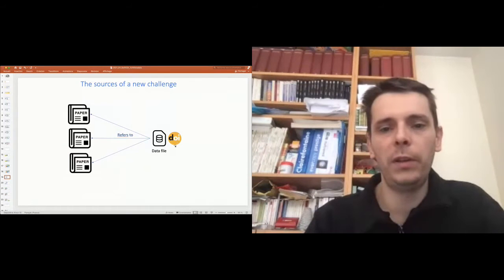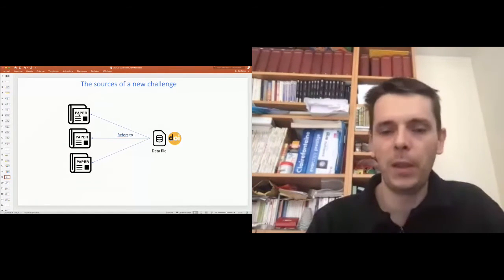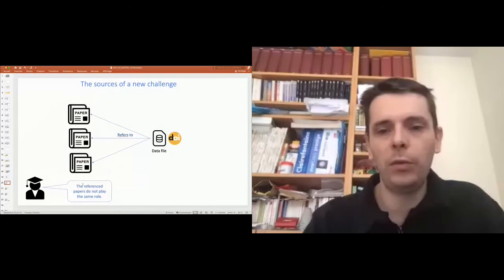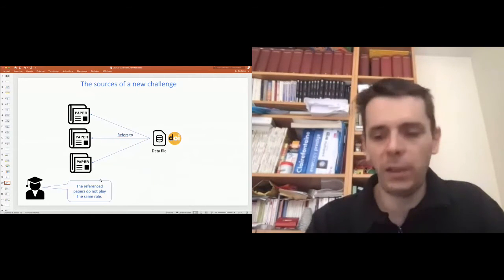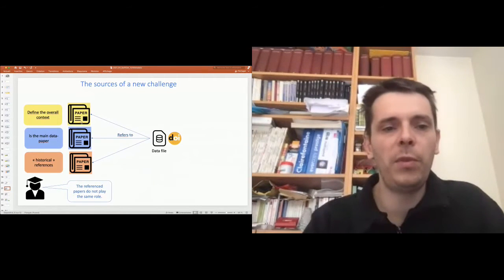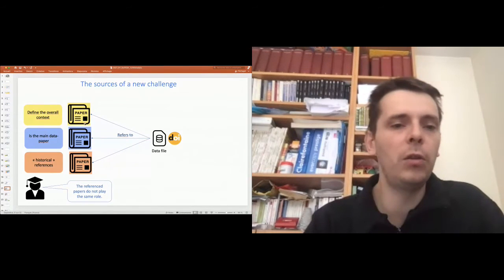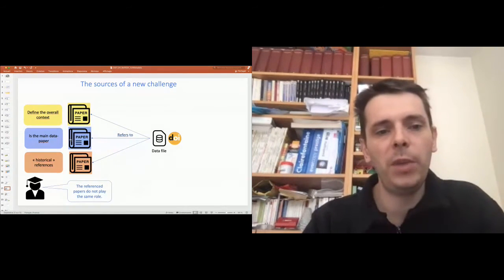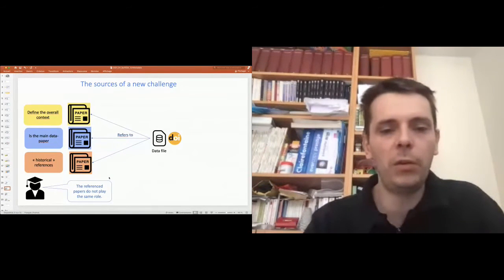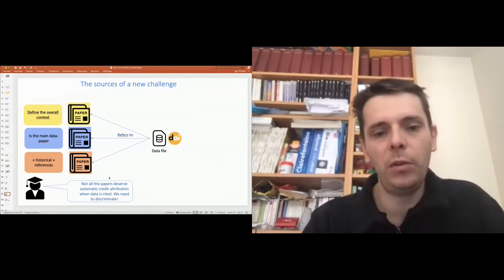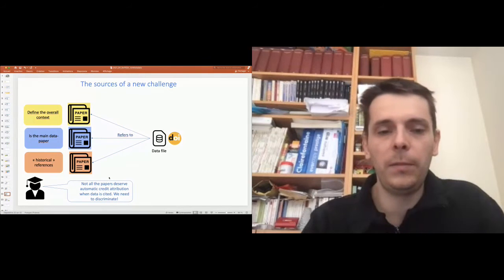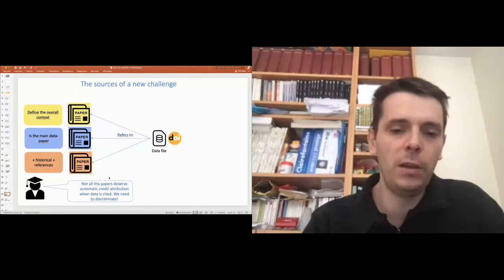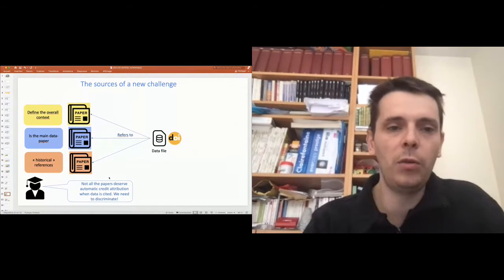We have a data file with a DOI, which refers to a series of papers, but the scientific authors, the curators of the database, say that all these references do not play the same role. For example, we have some papers which are there only for defining the global context. Other papers are the main papers, and the others are just there for historical references. So not all the papers deserve automatic credit attribution when the data is cited. And the scientists say that it is worth discriminating between all the existing types of references.